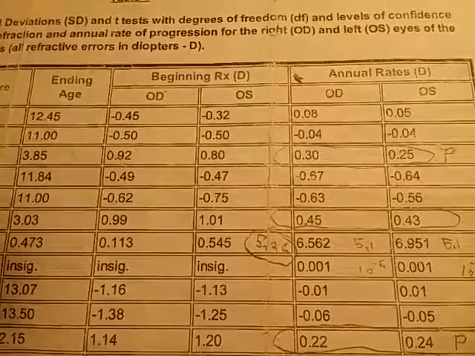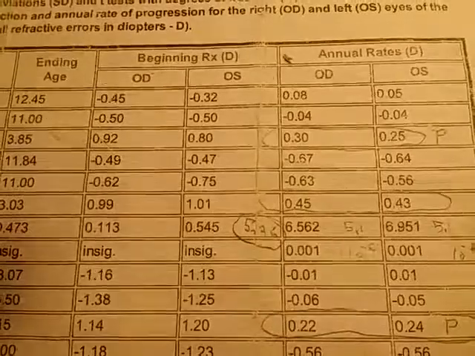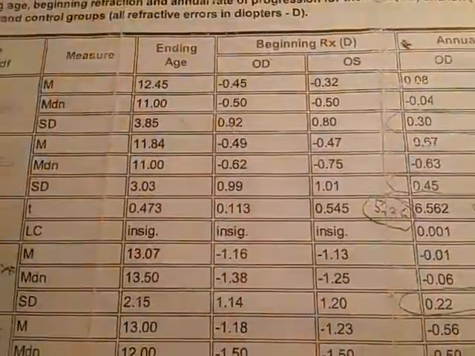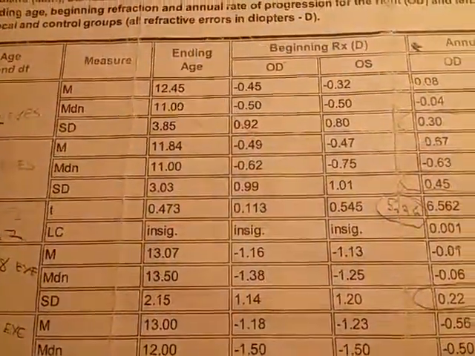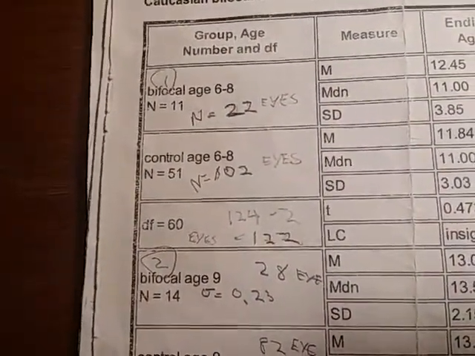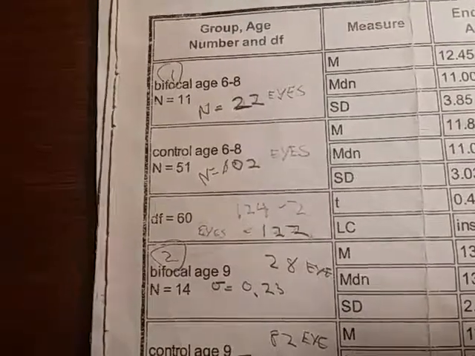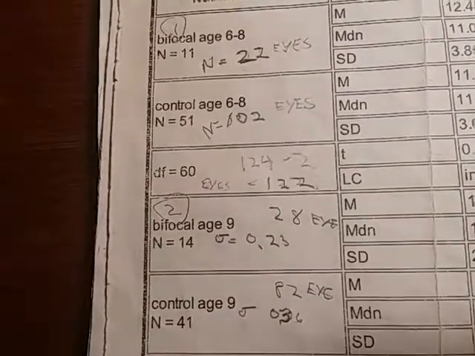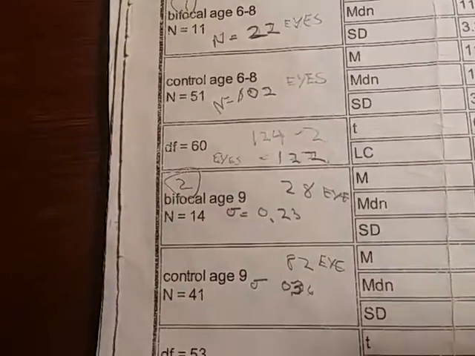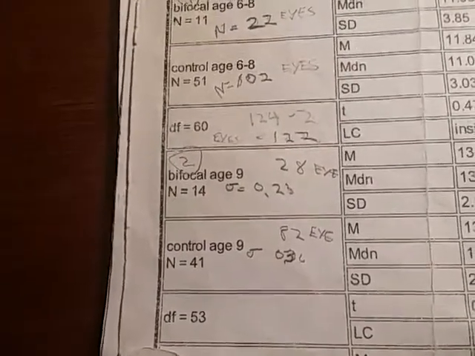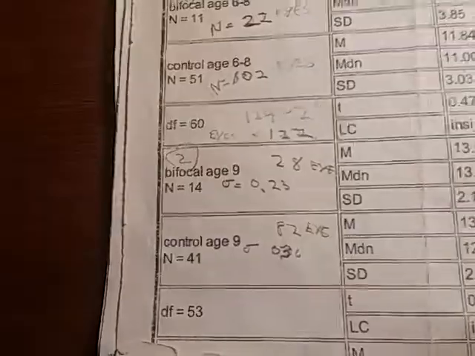Okay, what he shows is annual rates for left and right eye, the standard deviation, and beginning RX for left and right. And then he groups age, where he shows bifocal for n equals 22 eyes, and so forth, including degrees of freedom of 60. It's very difficult to make sense of this study, and there is no calculated p-value in this data. So let me show you the p-value.